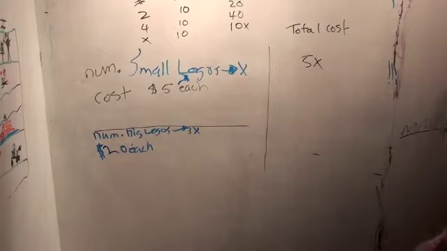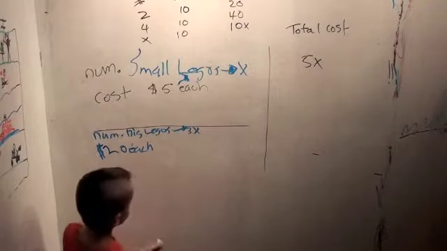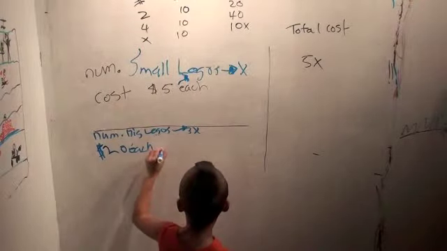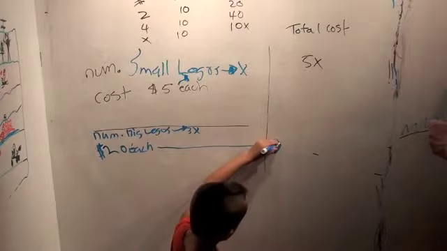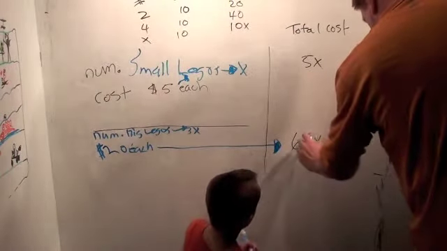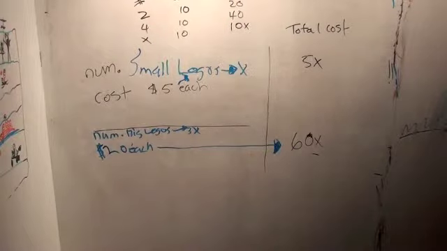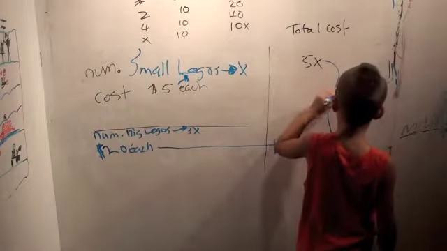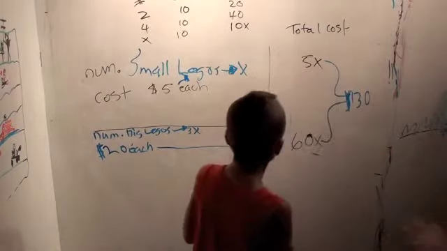What's the total cost of the big Legos? Well, you got the $20 each and you got 3X of them, so it's 20 times 3X, which is 60X. What are the two things you multiply together to get 60X? The 20 and the 3X. So our small Legos cost 5X, and the big Legos cost 60X. How much money did we spend all together? This equals $130, the problem says.